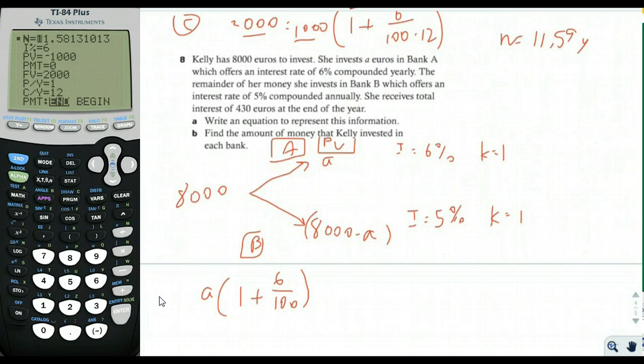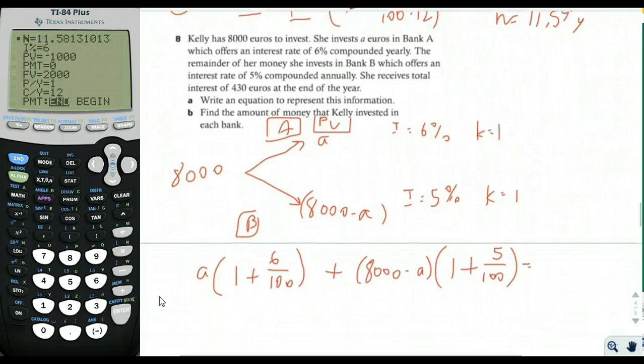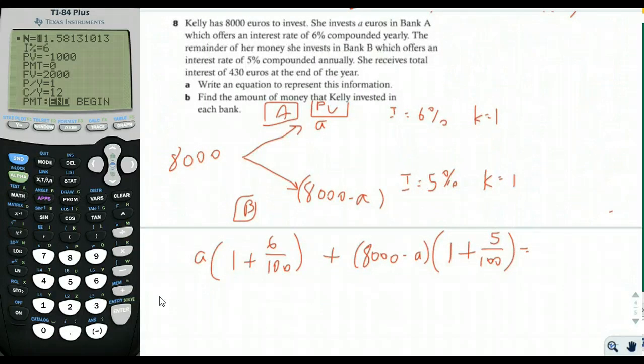So n equals 1, K is equal to 1 also, okay? And then I'm going to add the other part of the money, and the present value of the other part of the money is 8,000 minus A. And then it will be multiplied times 1 plus, and the interest rate is 5 divided by 100. K is equal to 1 again. Okay? So since K equals 1, I can just erase these. Alright? So I have this formula, and this is going to be equal to the interest made in 1 year.